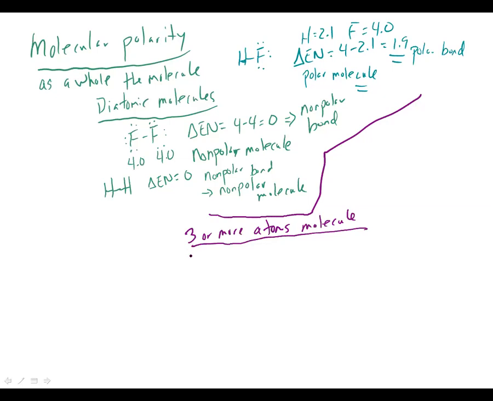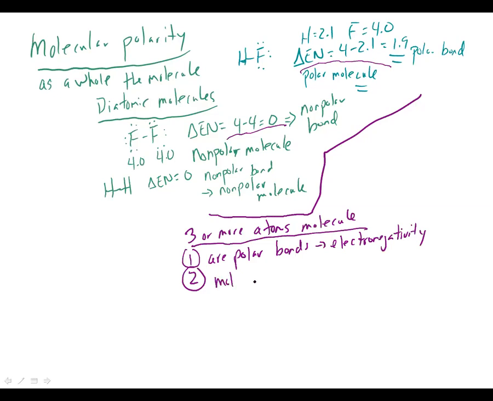The first thing you have to look at is, are there polar bonds? And again, what we use for that is the electronegativity values, just like we did up here, to determine whether it's a polar bond or a nonpolar bond. And if your molecule does have a polar bond, then the second thing you have to look at is the molecular geometry. So it's a little bit more complicated when you've got three or more atoms involved. You do have to look at those two things.